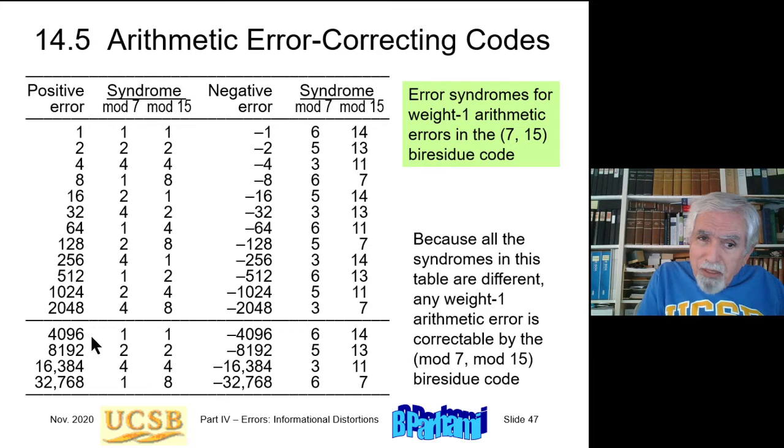Because starting at bit 13, the syndromes start repeating, and therefore you cannot uniquely pinpoint the error. Now, generally speaking, this is an instance of bi-residue code. Bi-residue means you have two residues, and both of the residue moduli are of the form 2 to the a minus 1. This is 2 to the 3 minus 1. This is 2 to the 4 minus 1.